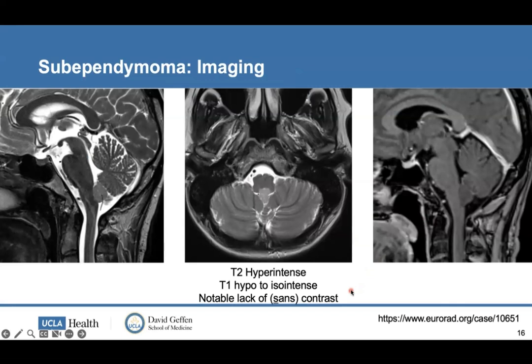Imaging characteristics: on T2, these are hyperintense tumors. On T1, they are hypo to iso-intense, and they have a notable lack of contrast. The way I like to remember them: ependymomas, E, enhancing; subependymomas, sans contrast. As you can see on the image on the right, a very notable lack of contrast.